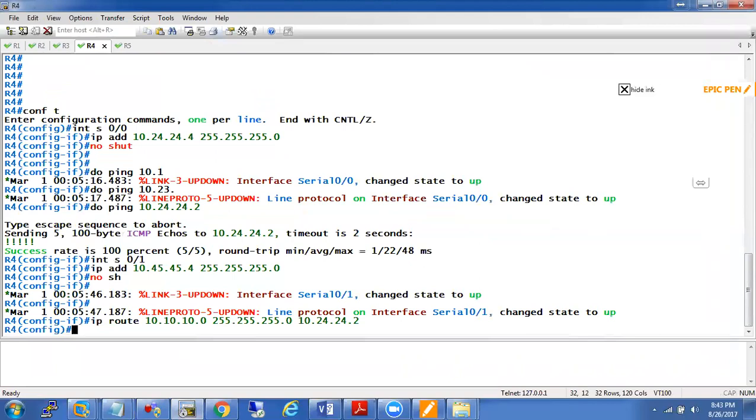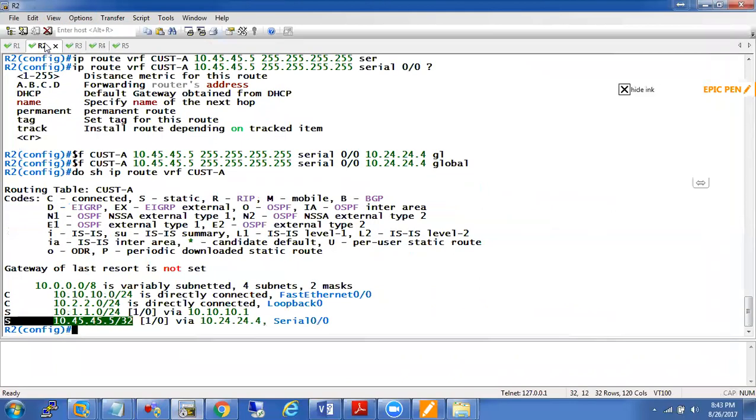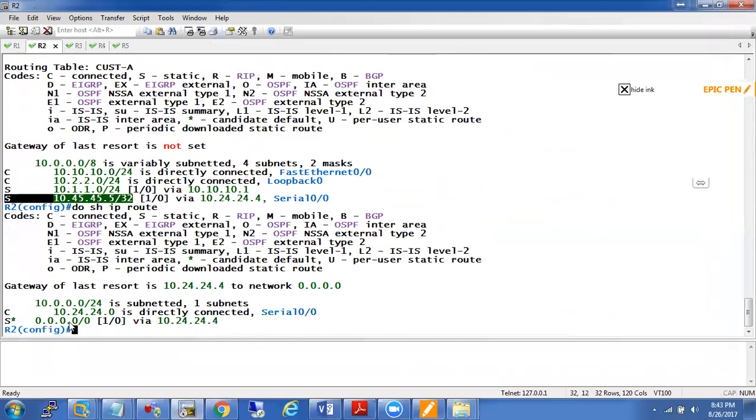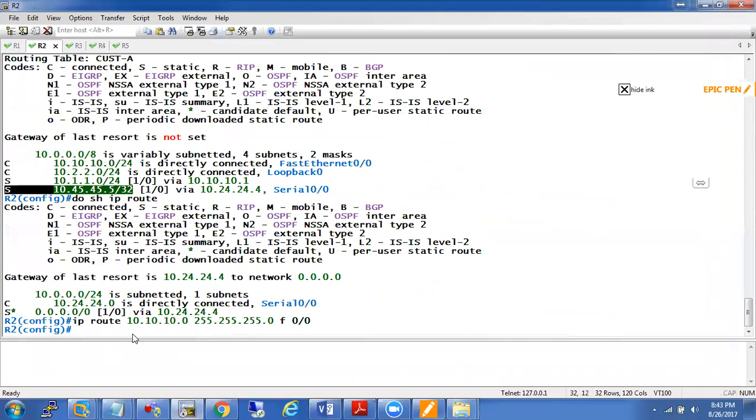Okay. Now, once I get it on R2, R2 receives the packet in the global table. He has no idea where 10.10.10 is. So over here in the global table, I'm going to create a route for a route that exists where? In the global table. And the way you do that is just pointing it to the interface. All I'm saying is if a 10.10.10 comes in, just throw it to F0/0. He'll take care of it.